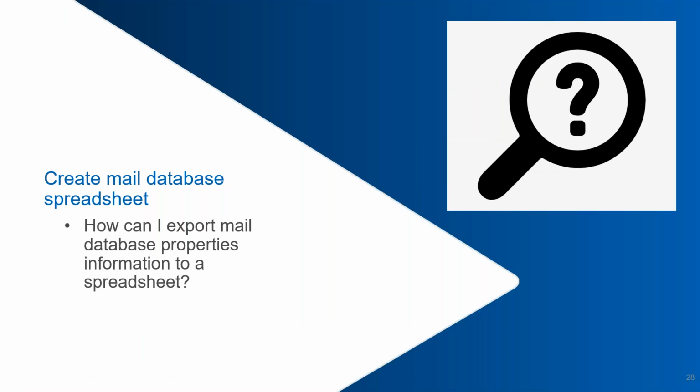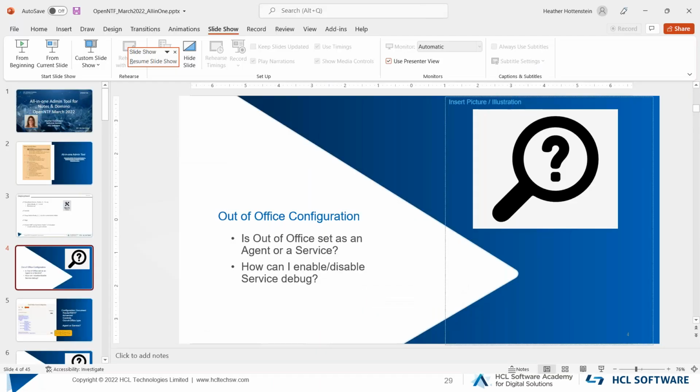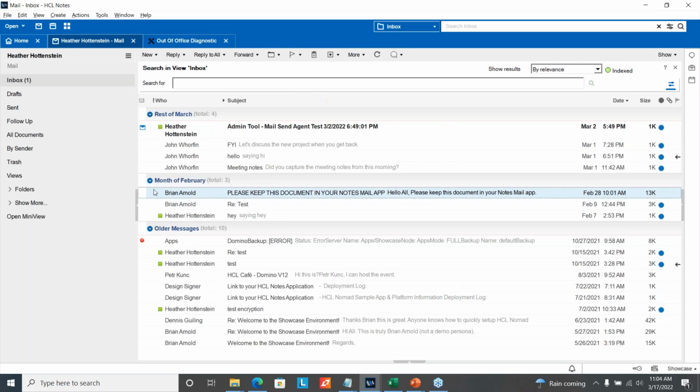Another request that I have seen quite often as an administrator is somebody asking for an export of my mail databases and their respective information. For example, I may get a request: can you give me an output of your mail databases, each database name, the title of it, because that tells you which user it's for, and its size? In order to do that without writing any code, we have the Create Mail Database Spreadsheet tool. This is one of my favorites because it allows you to very quickly provide information.